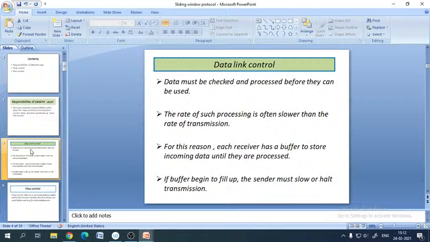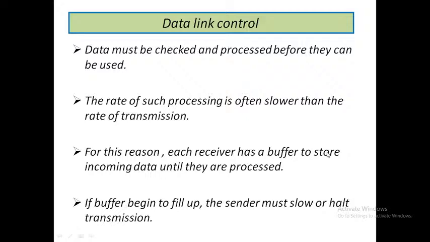As we know, the transmitter can be sending data at a much higher rate, and the receiver may not be capable of taking that high data rate. So you need to put some buffer in between, so that there is some balance between the incoming flow from the transmitter and whatever the receiver is going to receive. Here I wanted to focus that the data must be checked and processed before it can be used. This is very important: the rate of such processing is often slower than the rate of transmission.